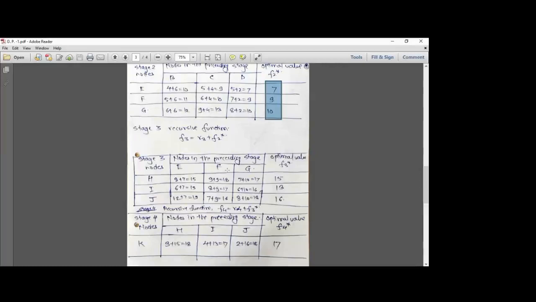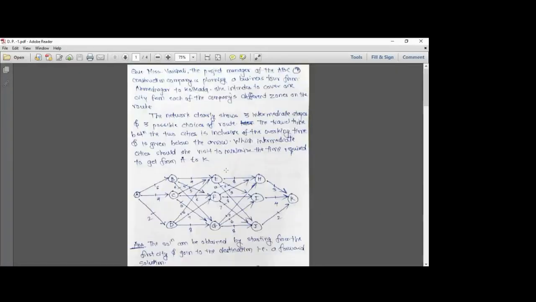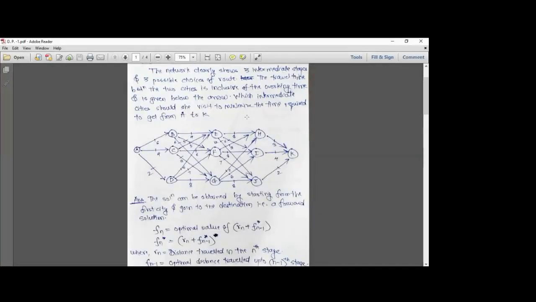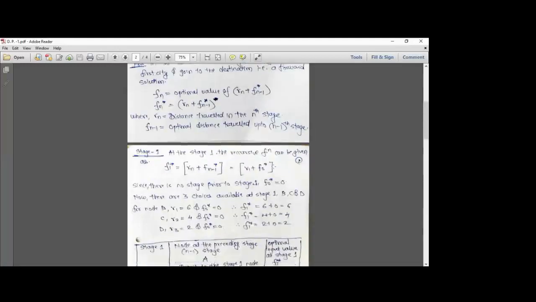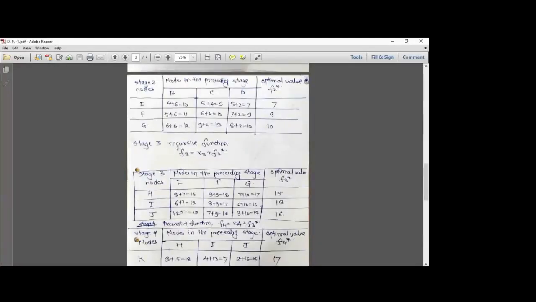Similarly for stage 3 now, which are the nodes? The nodes of stage 3 are H, I, J. Here I have just written my recursive function for stage 3. What will it be for stage 3? F3 plus R is equal to R3 plus F2 star. I have not written much more explanation.